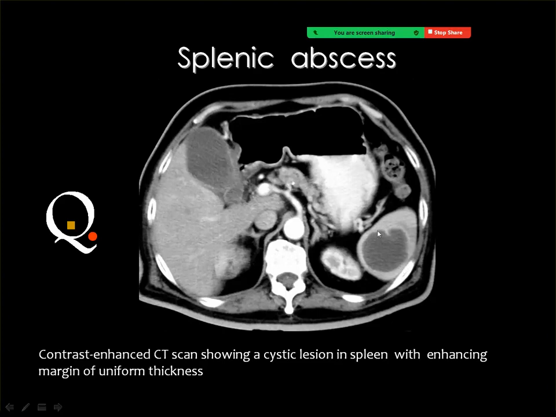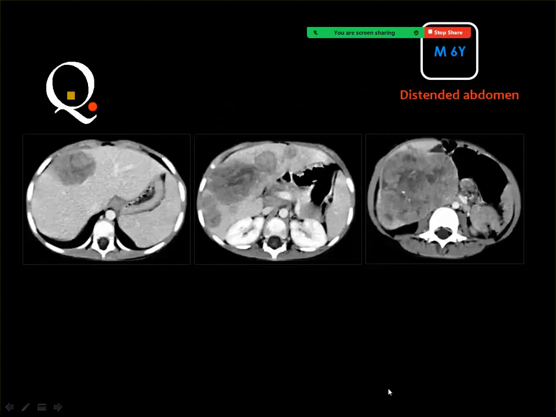There is marginal enhancement of regular thickness and, let us say, some edematous changes in the splenic tissue around the abscess. And if it contains gas, of course, this will support very much the diagnosis. Next case is a male child with distended abdomen.